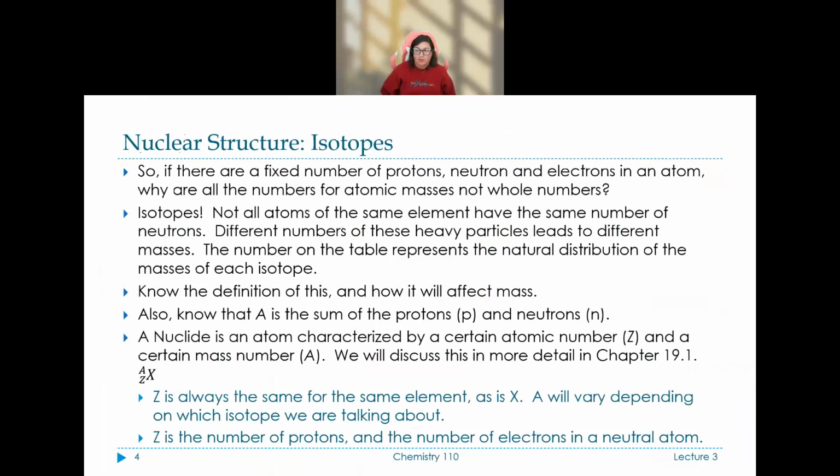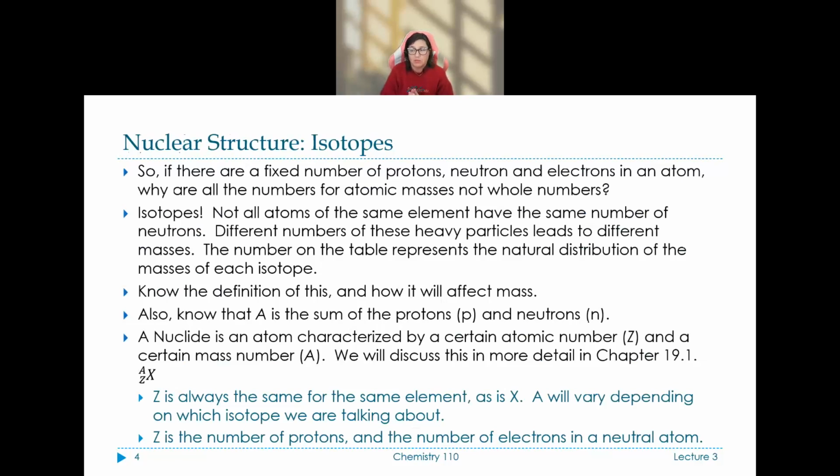Nuclear structures, isotopes. If there are a fixed number of protons, neutrons, and electrons in an atom, why are all the numbers for atomic masses not whole numbers? We know that a proton is approximately 1 atomic mass unit, a neutron is approximately 1 atomic mass unit, and those electrons are really tiny. But they're not all whole numbers. Why is that? It's because we have different isotopes.